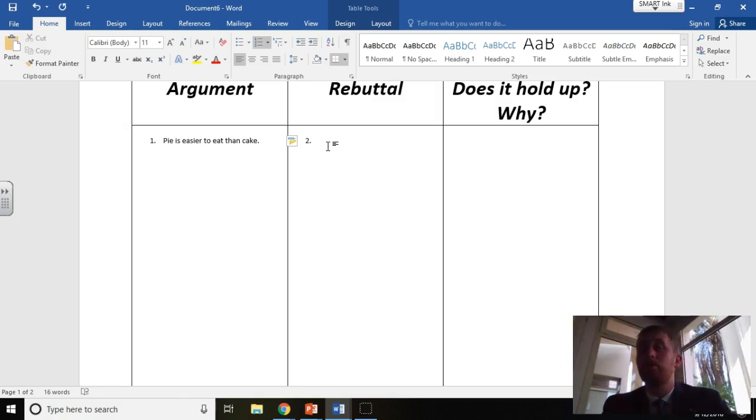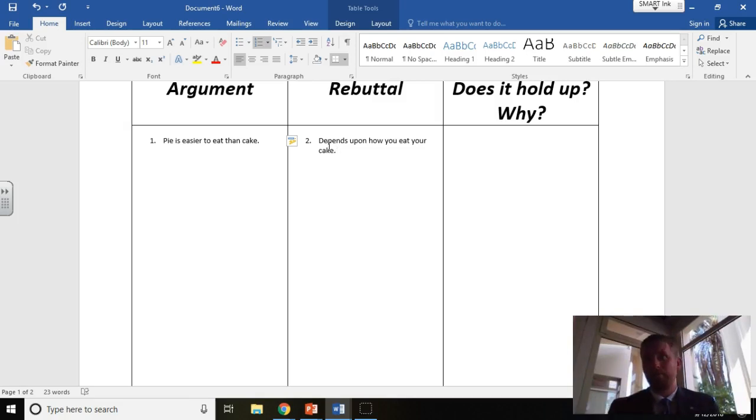So my rebuttal might be something like, not necessarily, it depends on who you are. My argument is that it depends upon how you eat your cake, and what kind. Also, it could depend on what kind of pie you are eating. Some types of pie might be easier to eat than others. Some types of cake might be easier to eat than certain types of pie. If I'm talking about a cheesecake, it's going to be roughly the same way to eat as a pie. Therefore, their argument falls. So if my argument was it depends how you eat it, I'm going to state this.